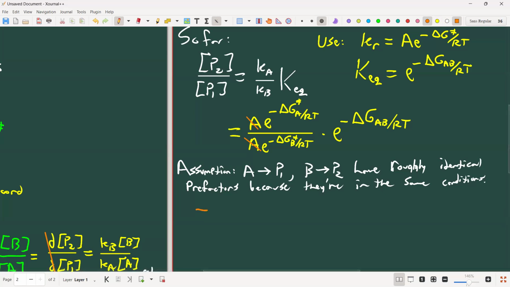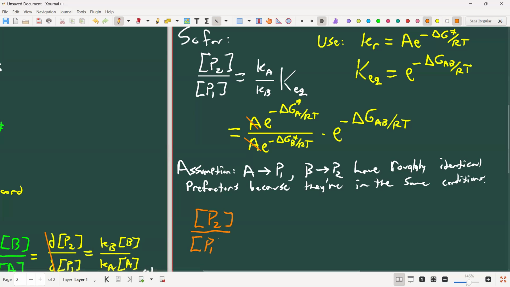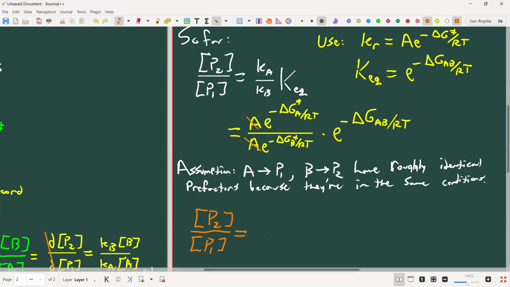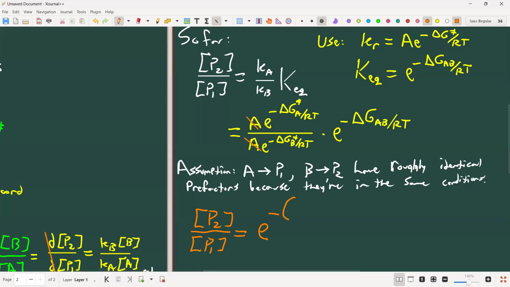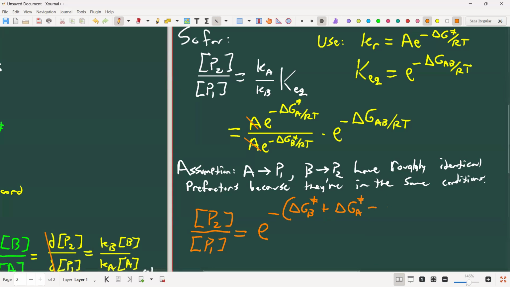And doing some simplifications, we have that the product ratio is going to be equal to, again, I've got a bunch of exponentials, so I can put them all together. And I'm just going to do this, and then we'll simplify one more step. We have delta G B plus delta G A minus delta G AB over RT.